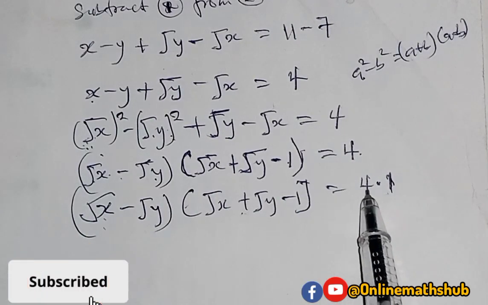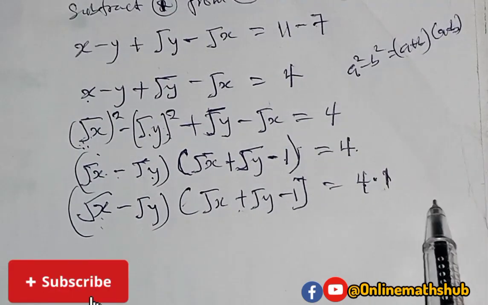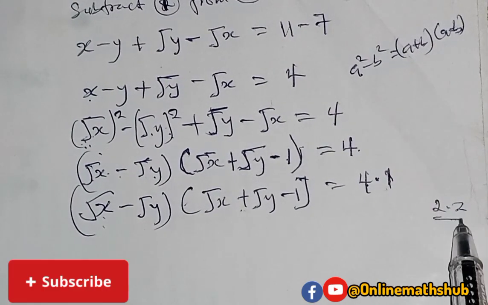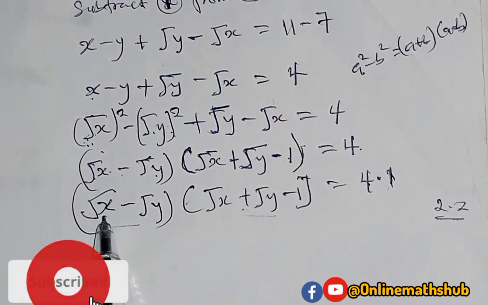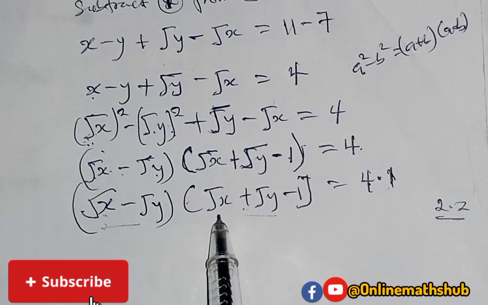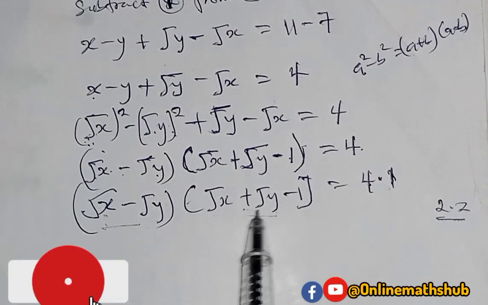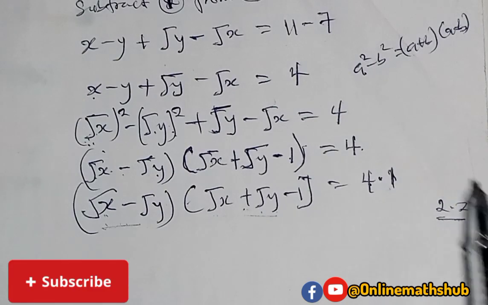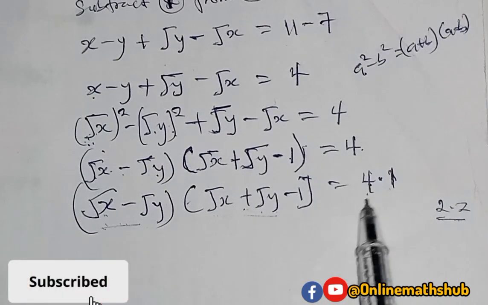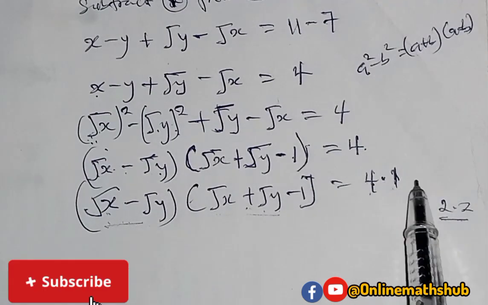Now, I can also write 4 as 2 times 2, but I cannot use that because this term and this term are not equal. This is root x minus root y. It cannot be the same as root x plus root y minus 1. This obviously must be greater than this one. So that is why the only way I can express 4 as a product of two numbers is by writing it as 4 times 1.